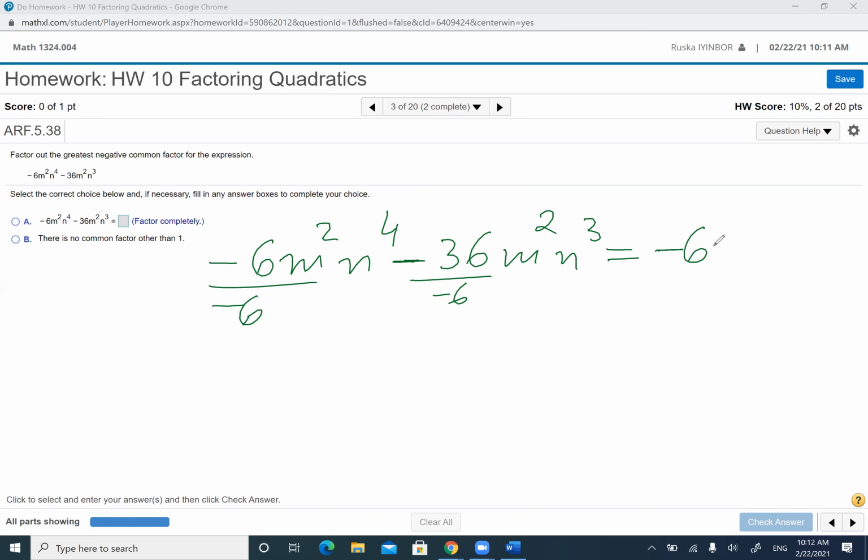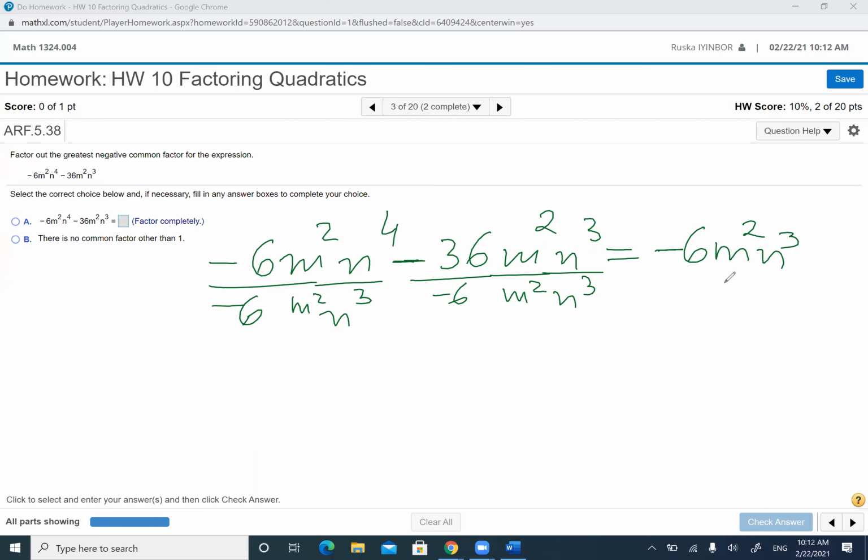Now, what else? M. Both of those have M. What is the highest exponent? When you factor the letters, you need to factor the lowest exponent. So both of those have M squared. So I'm going to factor M squared. And then N, how many N? We have 3, we have 4. We're going to factor the lowest, N to the 3.